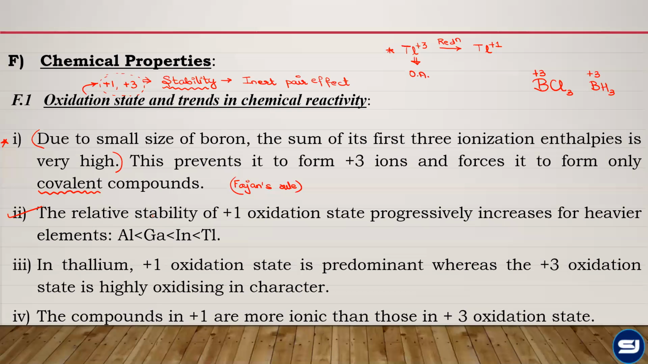Then the relative stability of the +1 oxidation state progressively increases for heavier elements, where thallium in the +1 would be the most stable. Point 3, very important, जो मैंने discuss किया. In thallium, the +1 oxidation state is predominant, whereas +3 state will be highly oxidizing in character. अब ये समझा. +3 oxidation state in thallium would be oxidizing in character. And this you can apply for any of the group.